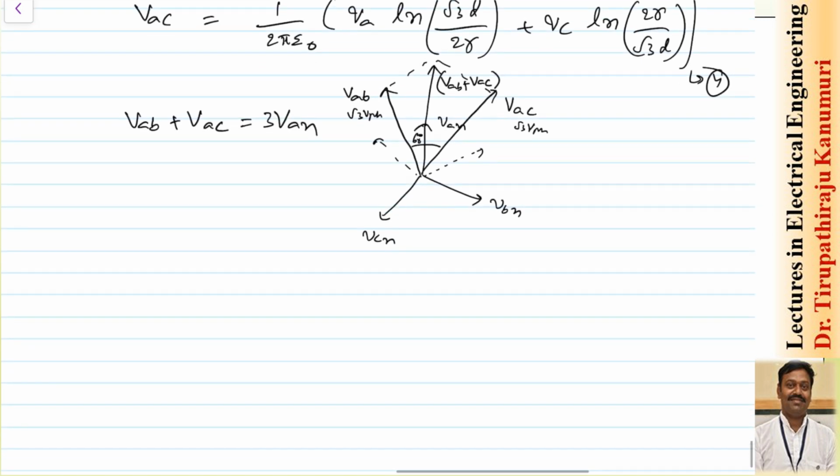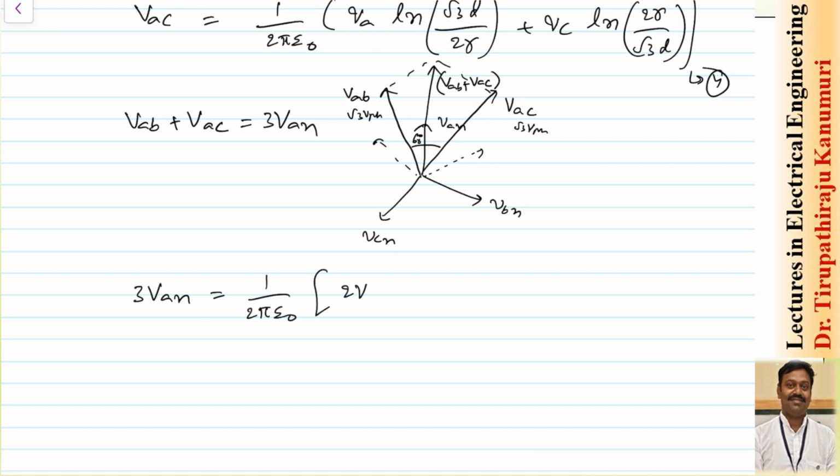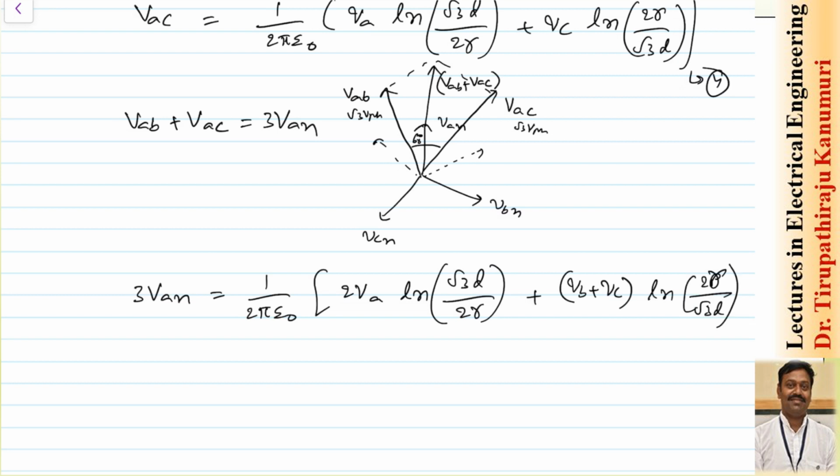So I am directly substituting this one. So this I can write as 3 times of VAN is equal to, I am taking the sum of the equation number 3 and 4. It will become 1 by 2 pi epsilon naught into 2 times of QA ln of root 3 times of D divided by 2R plus QB plus QC into ln of 2 times of R divided by root 3 into D. This is what we get.